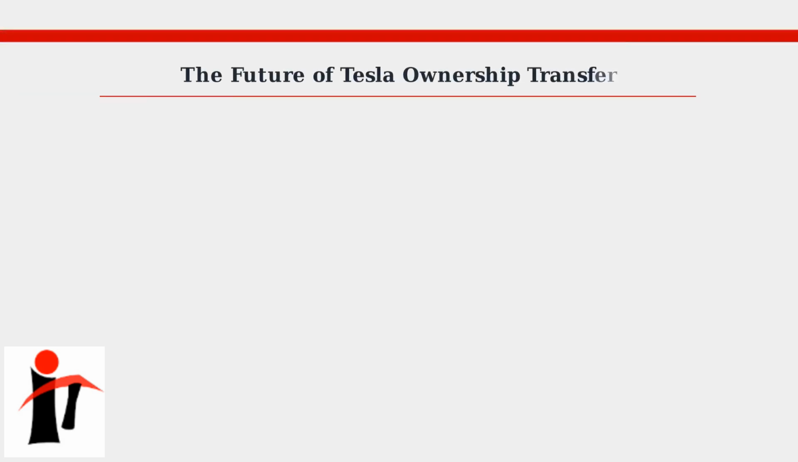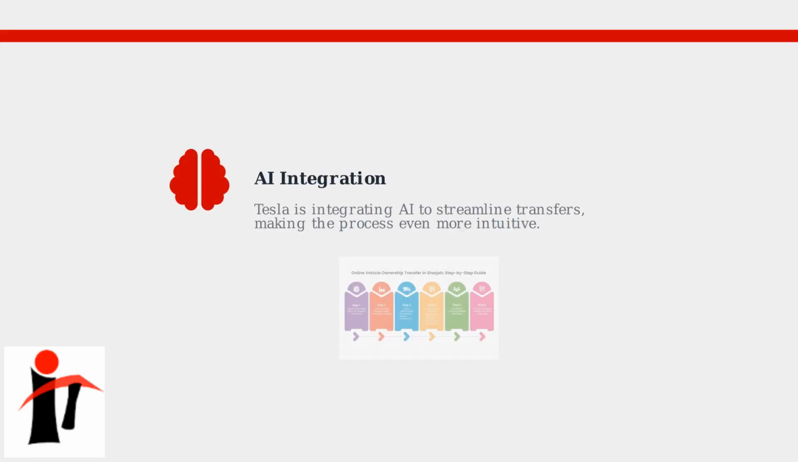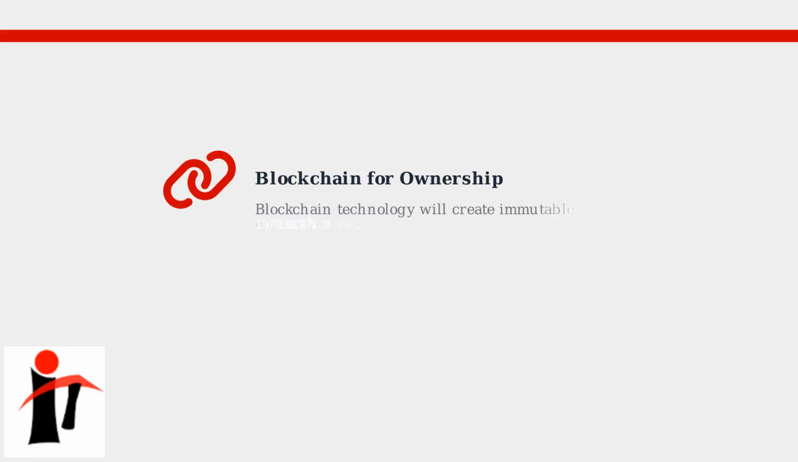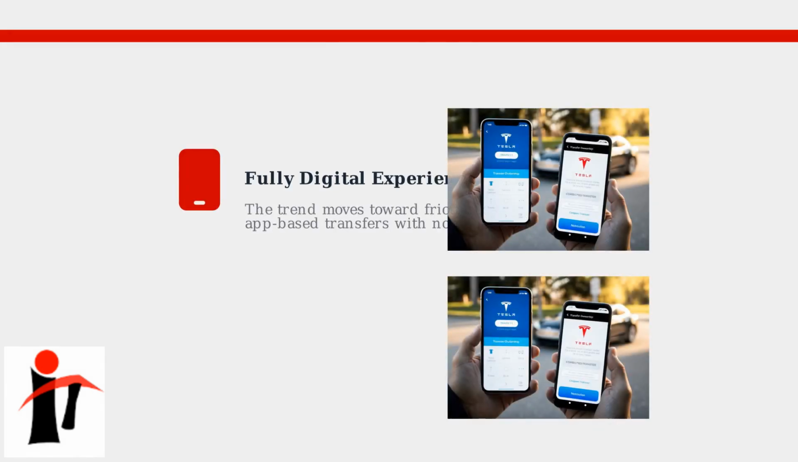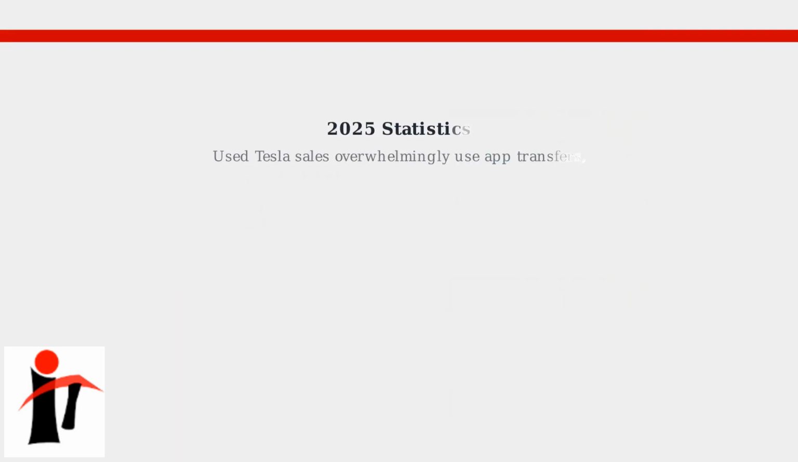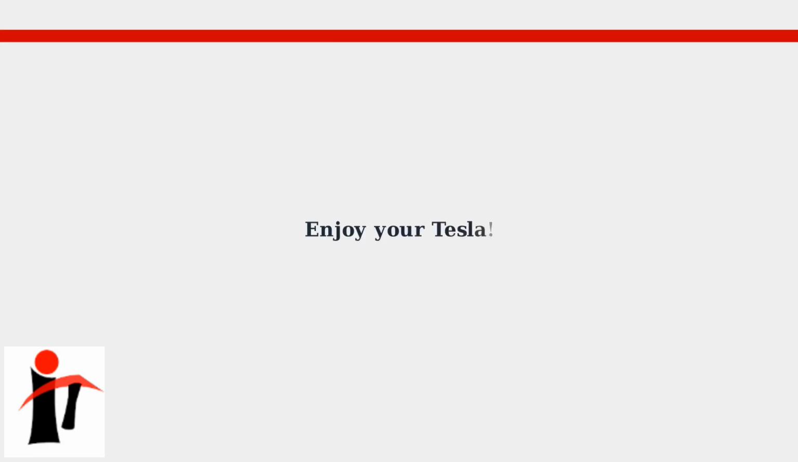Looking ahead, Tesla continues to enhance the ownership transfer process with cutting-edge technology. AI will guide users through each step, minimizing errors and providing personalized assistance. By 2026, expect blockchain integration for tamper-proof ownership records. Transfers will be completely digital, eliminating traditional paperwork and delays. As of 2025, 85% of used Tesla sales involve app transfers, significantly reducing fraud and paperwork. The future of Tesla ownership is bright, with seamless digital transfers that make owning a Tesla easier than ever.